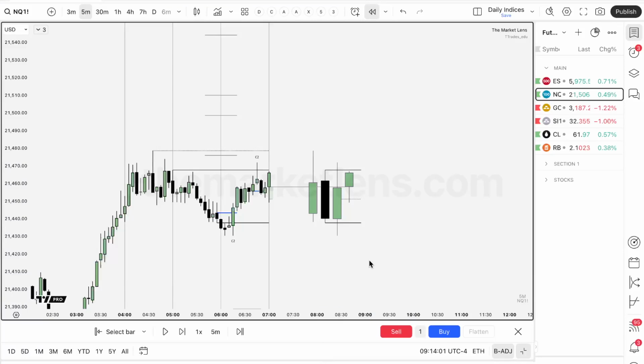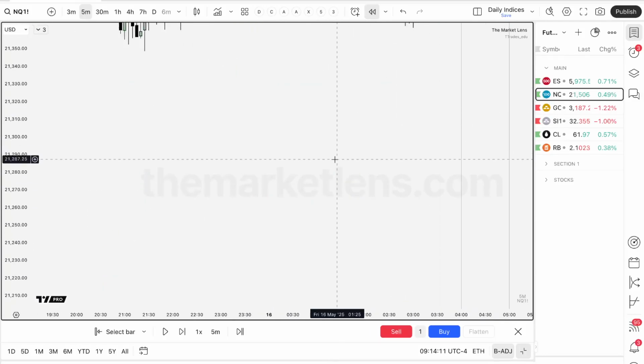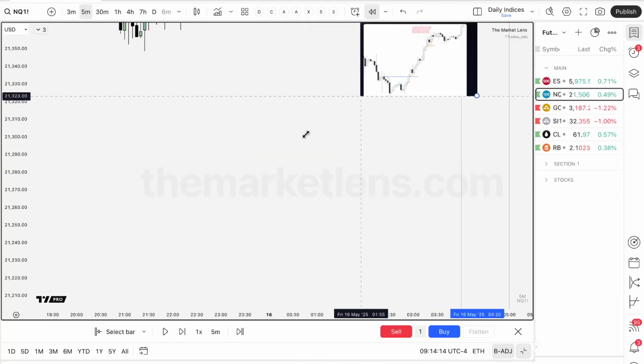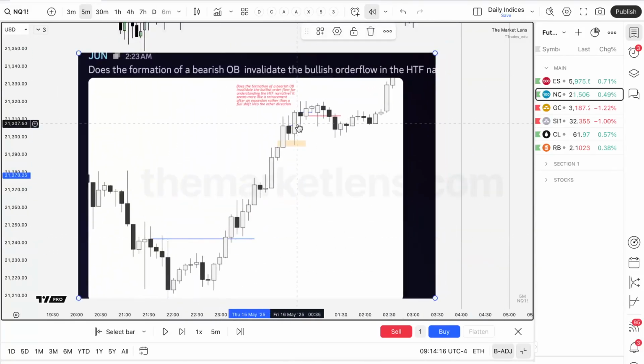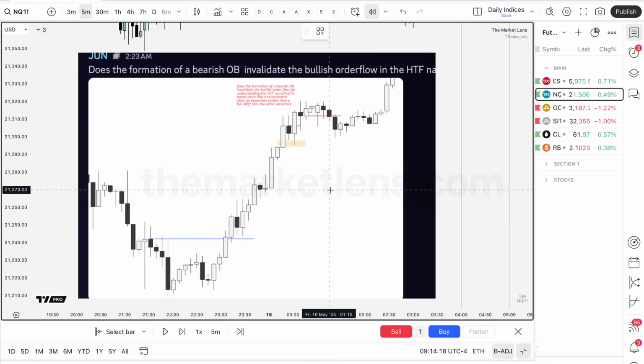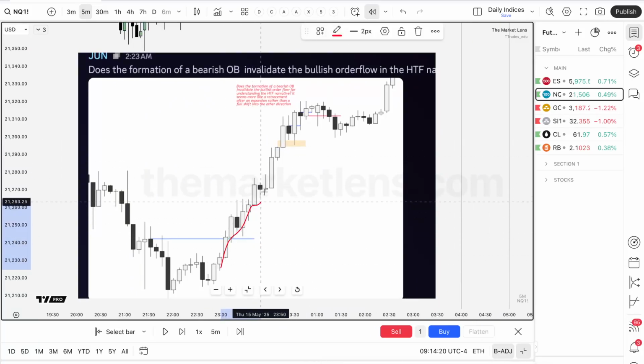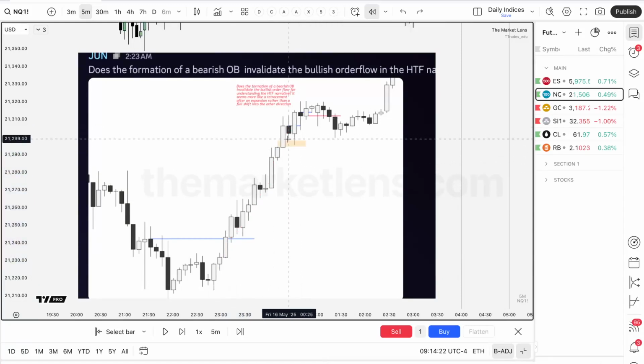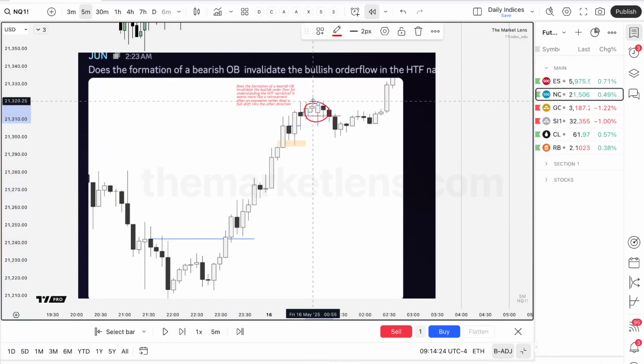Does the formation of a bearish OB invalidate bullish order flow higher time frame narrative? I'm going to take a photo of this because I don't consider this a bearish order block. So right here, let's go back to talking about this. This is obviously very bullish, right? So he's saying, does this invalidate bullish order flow? And no. It maybe would if we have an aggressive move up and then back down. Sure, but what is this? This is once again just consolidation.